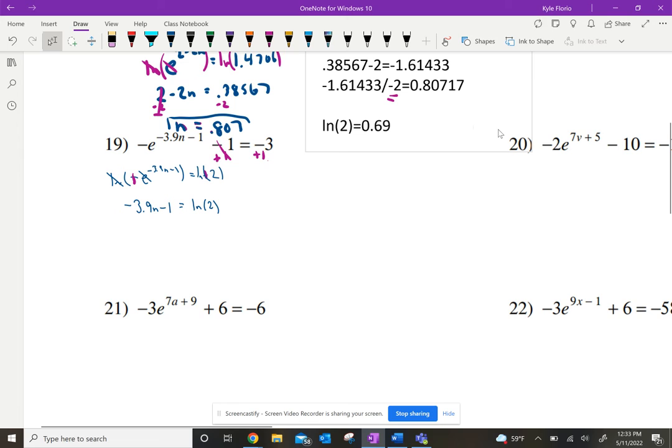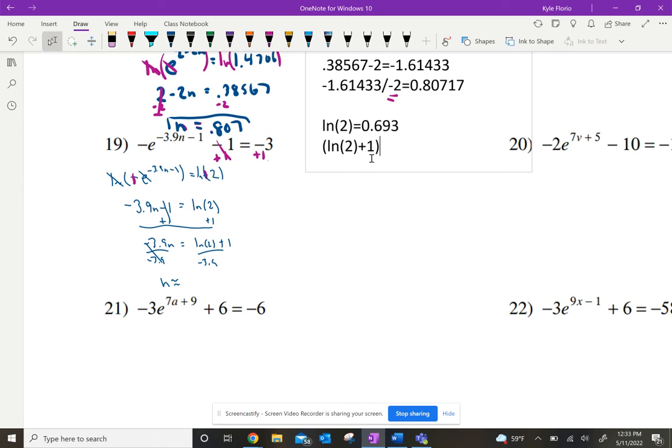Maybe you don't want to use all the decimal places, which is fine. But I'm just going to do it all at the end, so I don't have to keep doing it as I go. So then I add 1 to both sides. Negative 3.9n equals the natural log of 2 plus 1. Divide by negative 3.9. And we finally get n, which turns out to be about, let's see if I can do it right here. We're going to do natural log of 2 plus 1. We're going to divide that by negative 3.9.